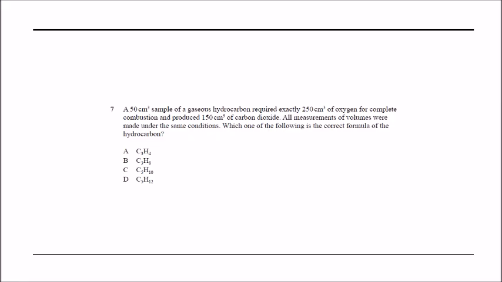Okay, next one. This is probably a slightly easier one, to be honest with you. Again, we had a hydrocarbon with oxygen. It tells us that we produced carbon dioxide and we produced water. We started off with 50 cubic centimetres of that. Okay, required exactly 250 of that, so no excess this time.